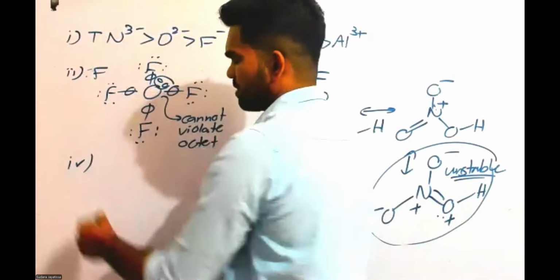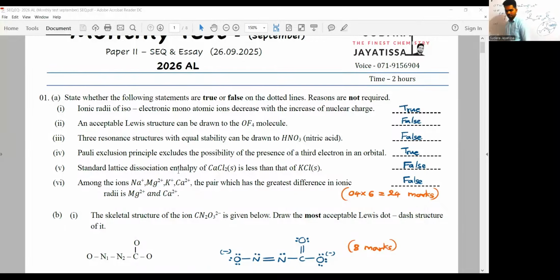And then look at the fourth one. Pauli's exclusion principle excludes the possibility of the presence of a third electron. Yes, it says the maximum number of electrons that can be in an orbital is 2. You can fill only 2 electrons with opposite spins, so you can't put a third electron there. Remember, just go through Pauli's principle.